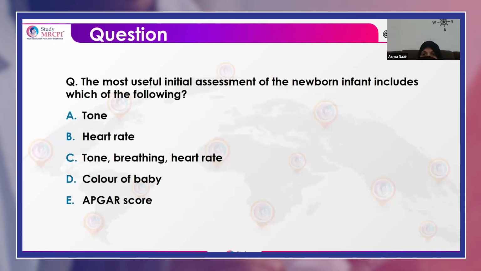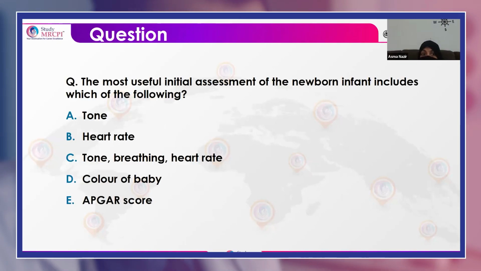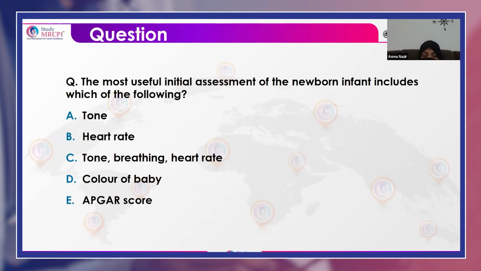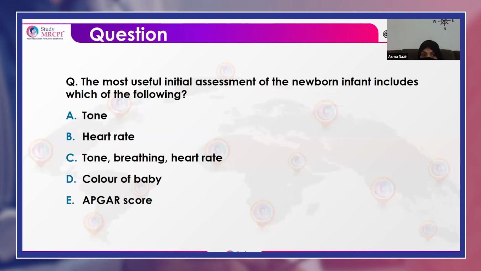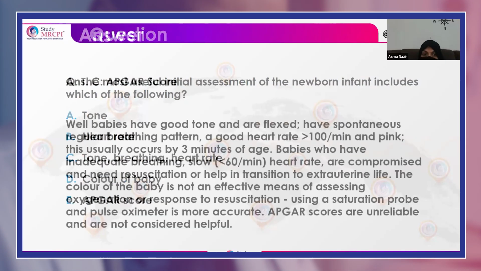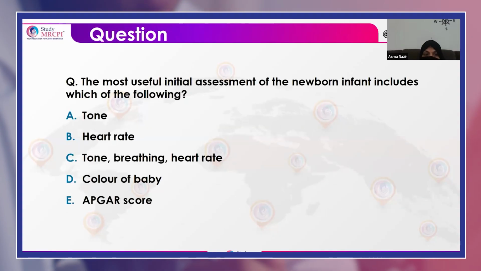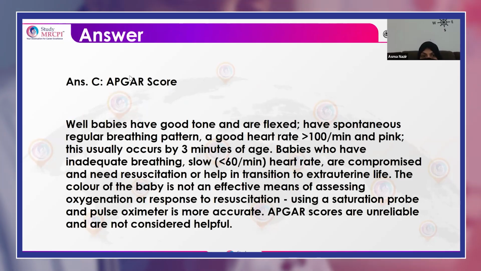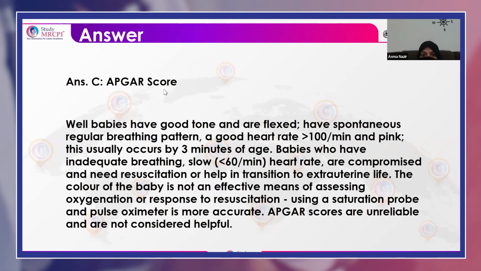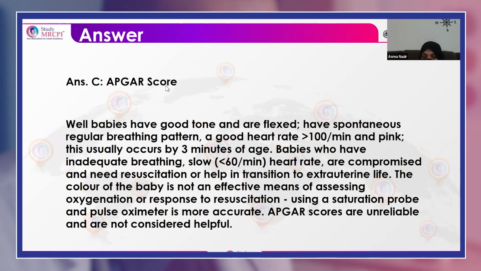Next question: the most useful initial assessment of newborn infants includes which of the following? Is it tone, heart rate; tone, breathing and heart rate; color of the baby; or Apgar score? It is very important to go through the question. Most people answer Apgar score. Yes, it is important to assess, but it is not an accurate one. So as we have just gone through the chart, what is the right answer? Option C, tone, breathing, and heart rate. I wrote the option right, but here I forgot to amend. It's not Apgar score, it's tone, breathing, and heart rate.